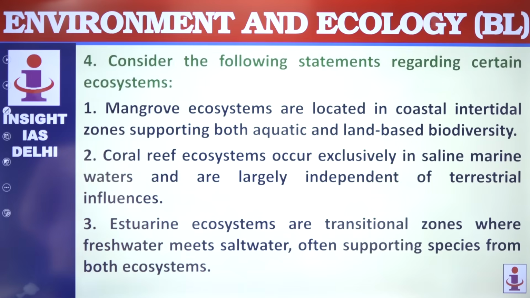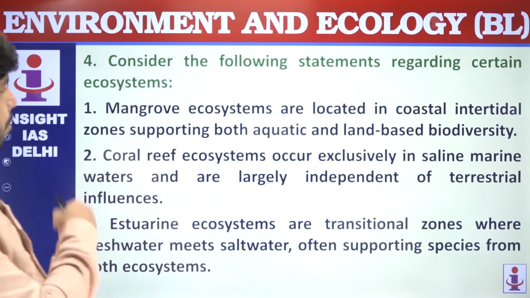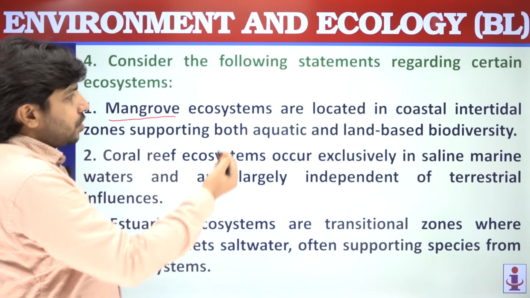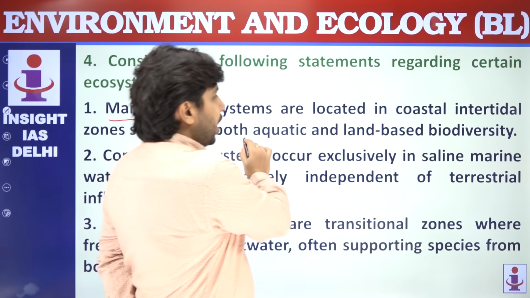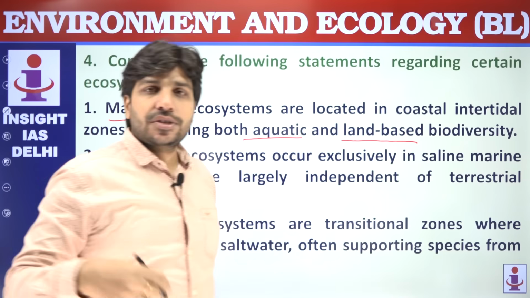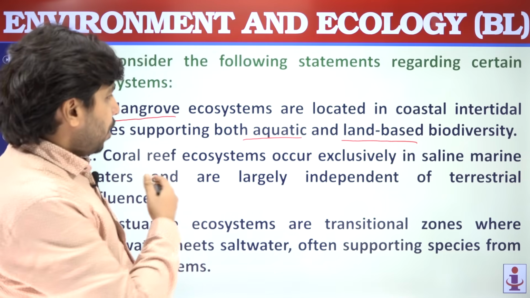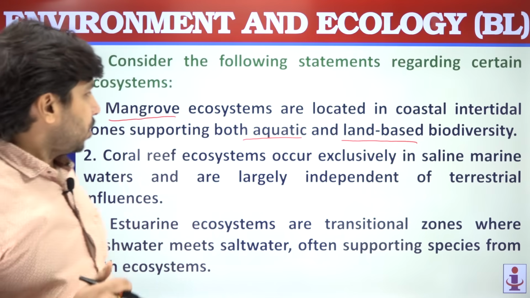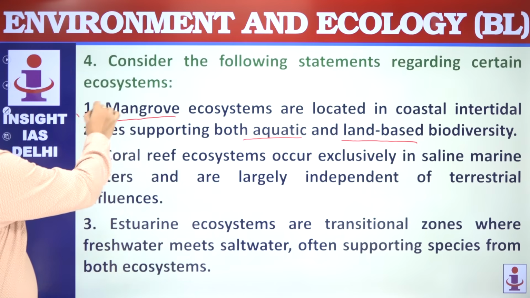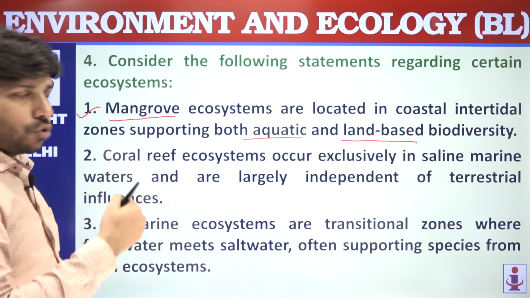So let's see. First statement is about mangrove. Mangrove is an ecosystem located in coastal zones supporting both aquatic and land-based biodiversity. So the statement itself is saying that yes, mangrove is supported by aquatic as well as land-based biodiversity. So statement 1 is correct. This is also the correct definition of mangroves.